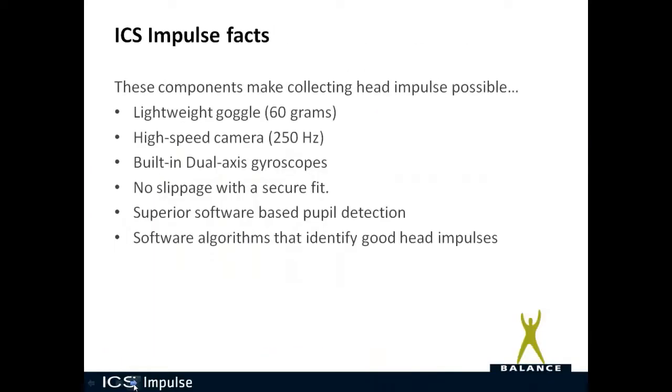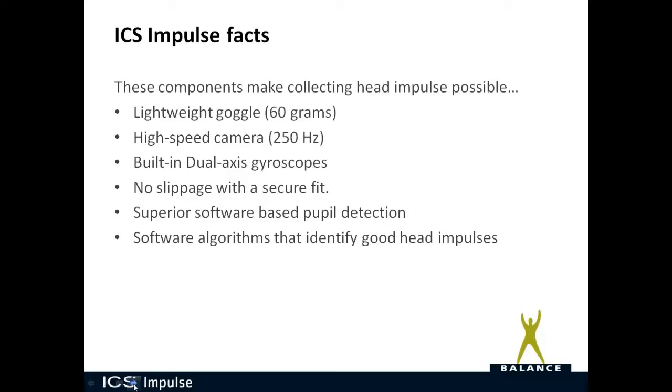There are several components that make collecting head impulses possible with this device. The first thing that's important is the fact that they're lightweight goggles. They're only 60 grams. You want lightweight goggles because you don't want the goggles to slip during head impulse testing. The high-speed camera at 250 Hz is very important for picking up those catch-up saccades. Built-in dual-axis gyroscope is obviously measuring the head movement. No slippage with a secure fit. Again, no slippage is very important. Superior software-based pupil detection to make sure that the pupil is always detected so that you can capture those catch-up saccades. And last thing is software algorithms that identify good head impulses and good data.